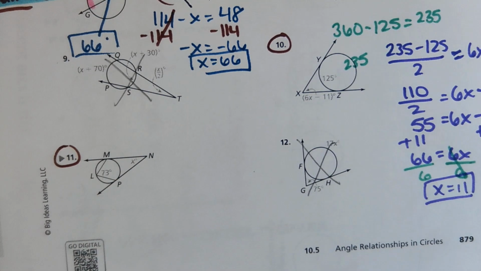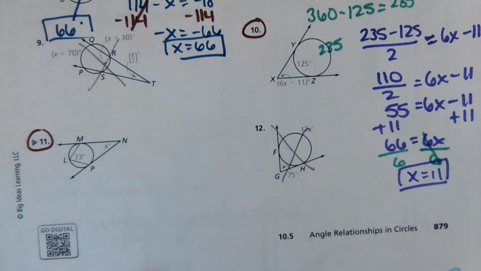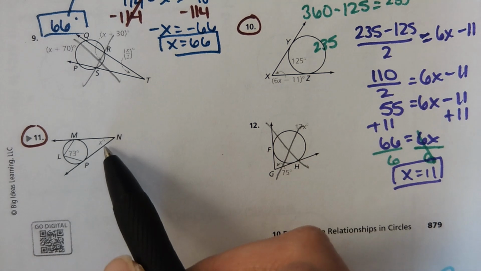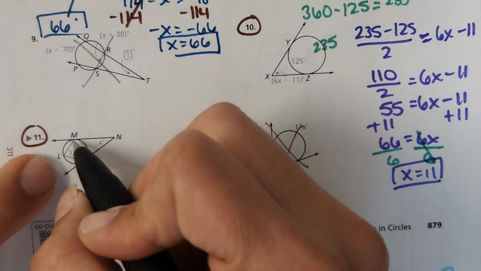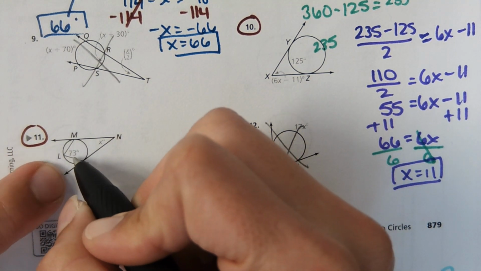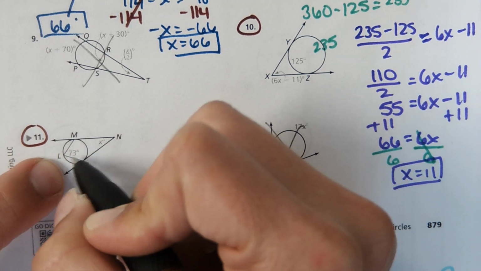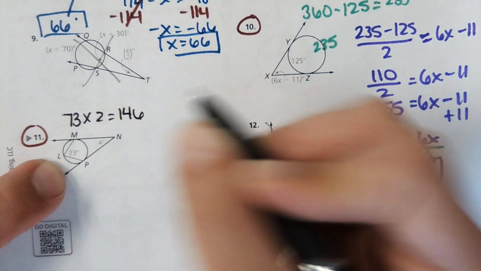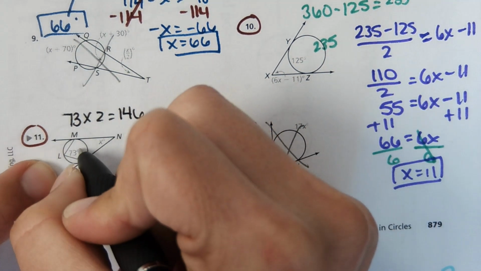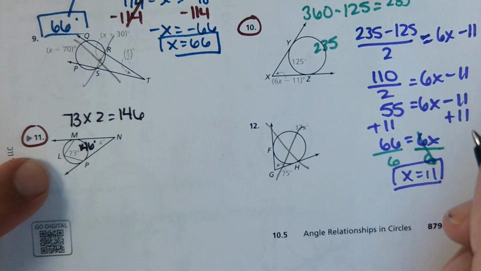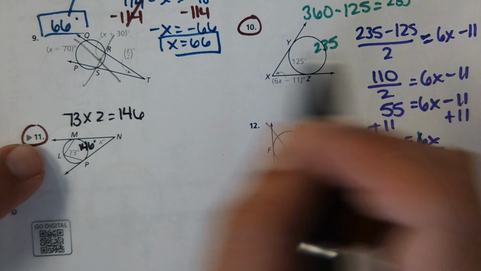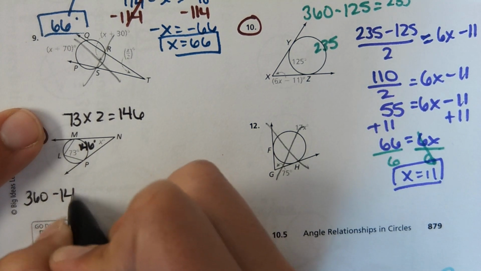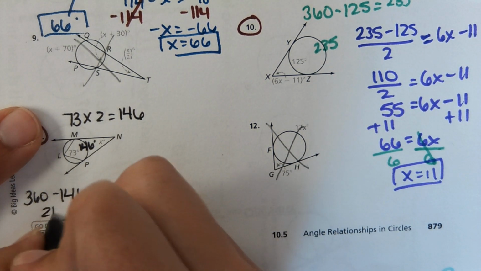Okay, and then over here, number 11, it's kind of a multi-step problem. It's still big arc minus small arc divided by 2 equals x. They give you an inscribed angle all the way across, 73 degrees. To find this arc right here, we can take this and times it by 2. So 73 times 2 is 146. So that would be 146 degrees right here for the small arc. This big arc over here, to find that, we can do 360 minus 146, and that's 214.